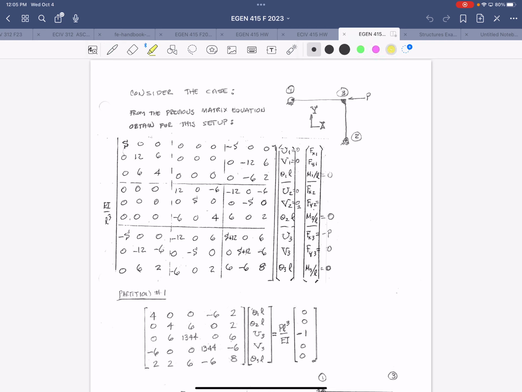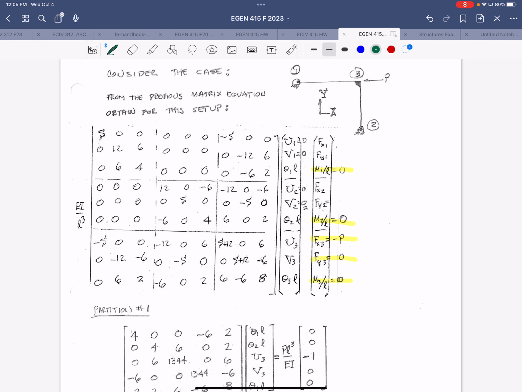So our first partition then will be associated with the rows that have known forces. And in this case, now we know that the moment at nodes 1 and 2 is equal to 0 because there's no fixed support there. So it's not a reaction, and there's no applied moment there. So we know that it's equal to 0.